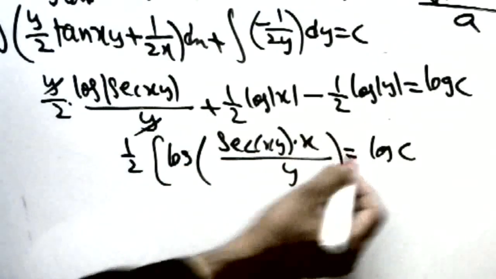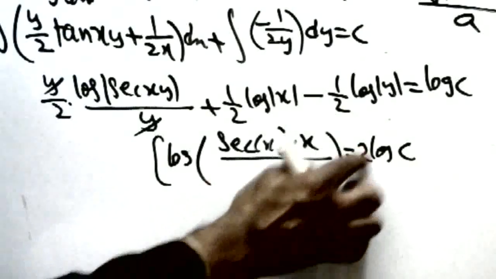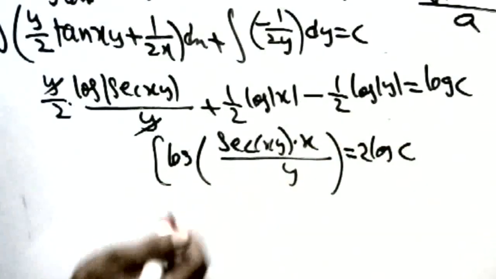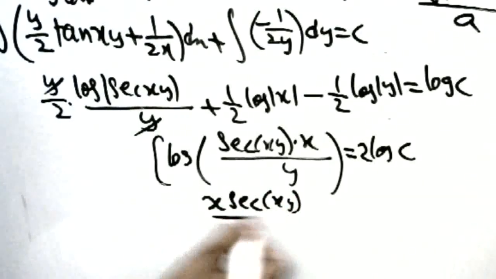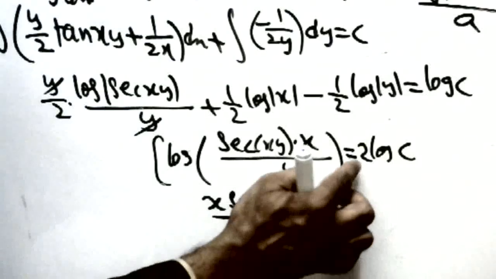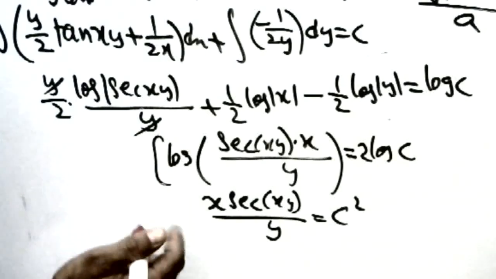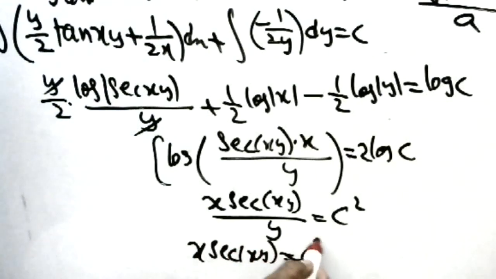Now bring this 2 here. The place here is very less, so I am continuing it. If you bring this 2 here, now bring this 2 in the power, it will be log C square. So log will get cancelled. What will be left here? x into secant xy divided by y equals to c square. Now the last step is bring this y here, so the answer will be x secant xy equals to c square into y.